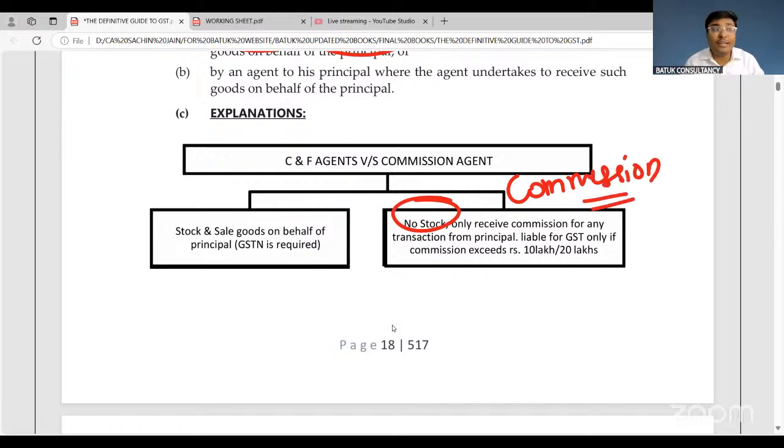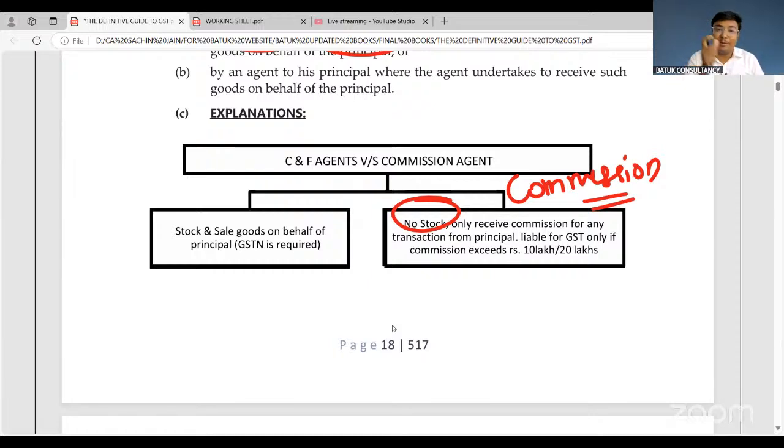GST will be applicable on that commission only. That means in the case of a commission agent, if the amount of commission exceeds the specific limit, that is 10 lakh, 20 lakh, 40 lakh, in that case, yes, GST is required. But in the case of a C&F agent, that person is going to hold the inventory in huge quantum, so every sale will be treated as turnover for the agent. Accordingly, GST is required. But in the case of a commission agent, the complete sale will not be part of turnover for that agent. Only the commission amount will be part of turnover.